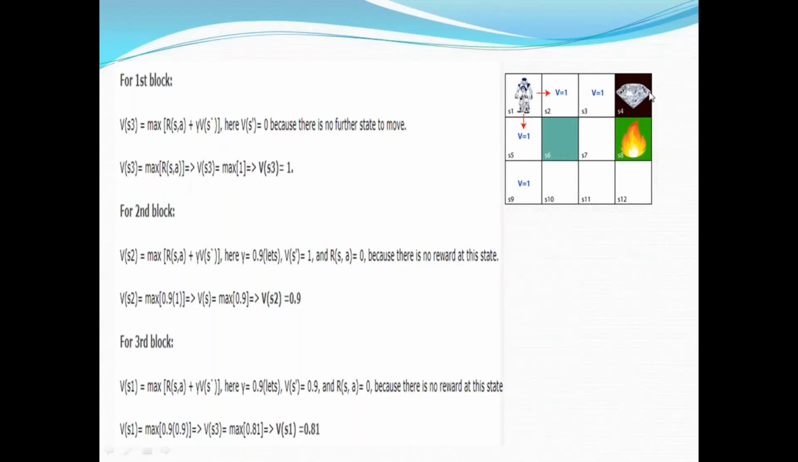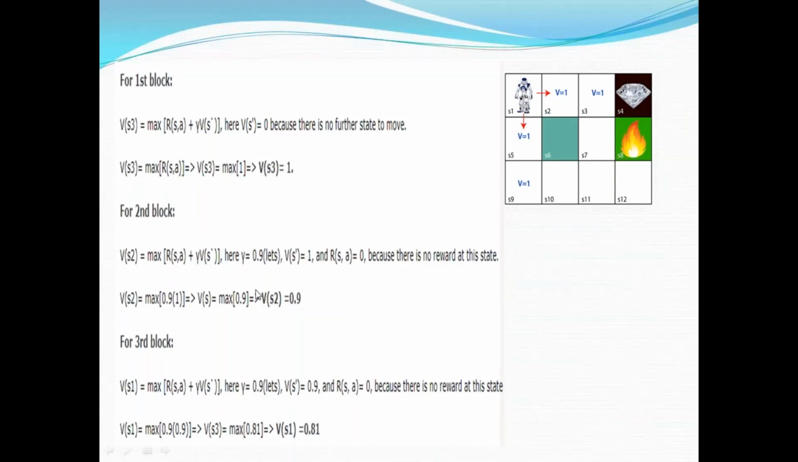What is the value at the previous state? There won't be any previous state because S3 is the starting point you are taking. Again you are getting the reward here, so V of S dash, that is V of S4, will be 0. So for V of S3, you will take only the reward obtained, which will be max of 1. So you will get the value as 1 for S3.